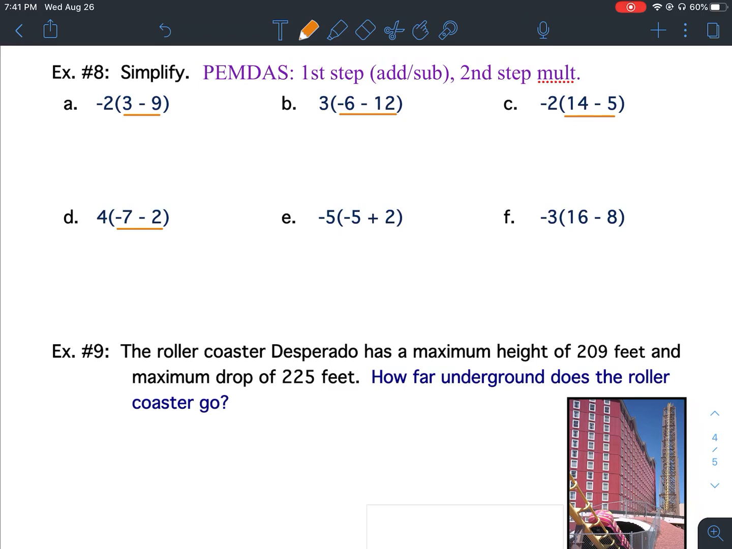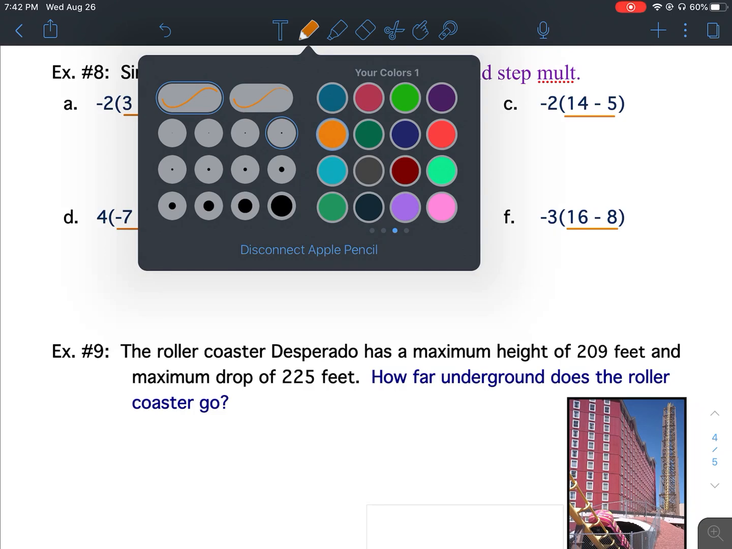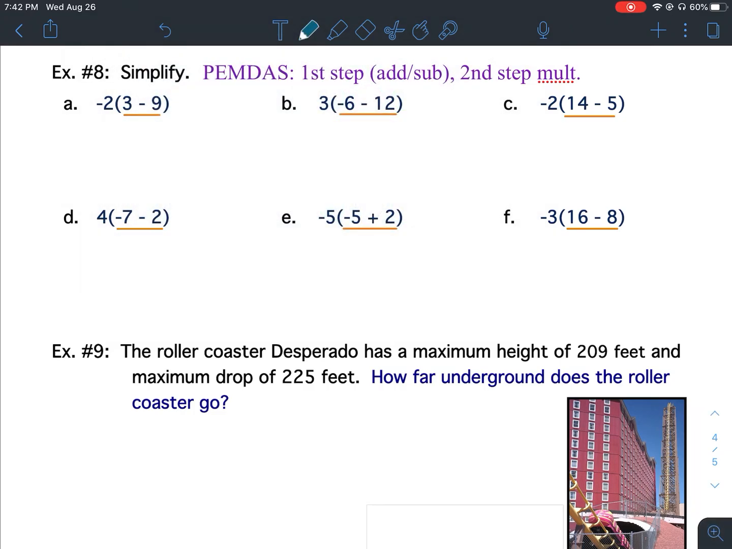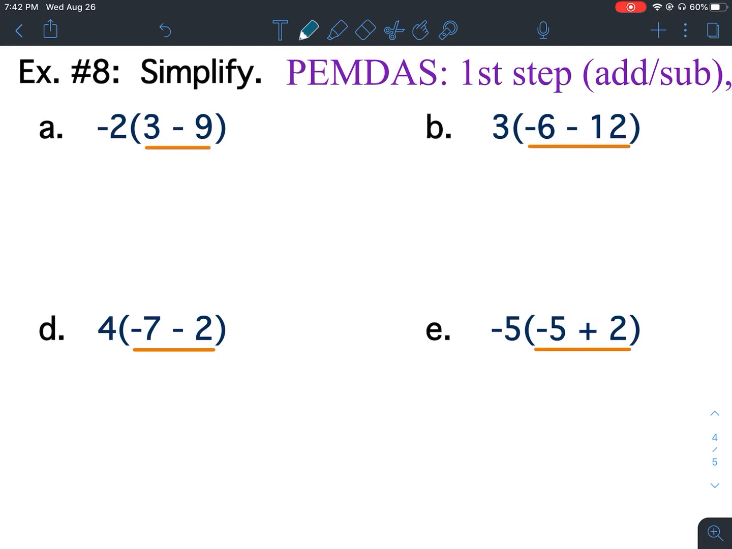So we're going to be combining our rules. We're going to be combining our addition and subtraction rules with our multiplication and division rules. So we're going to start with the parentheses, which is addition or subtraction. If I look at example A, I don't worry about the 2 out front. So I'm going to just write down the -2 and then a parenthesis. I'll make it a little larger. Inside the parentheses, I have a +3 and a -9. The signs are different, so I'm going to subtract. 9 minus 3 is 6, and keep the sign of the larger number, which is negative.